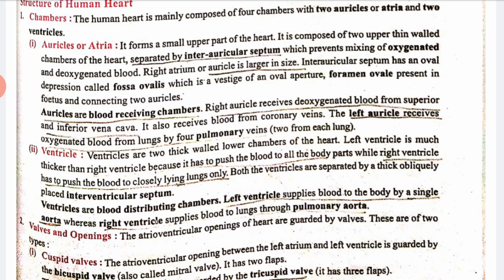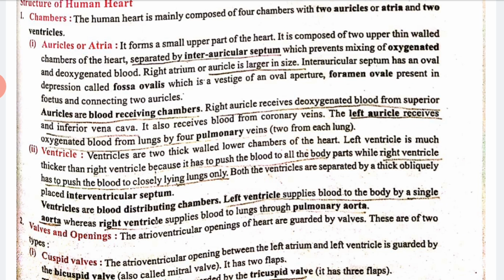Clear? Now, ventricles. Ventricles are the two thick walled lower chambers of the heart. Left ventricle is much thicker than right ventricle because it has to push the blood to all the body parts, while right ventricle has to push the blood to closely lying lungs only. Okay, so both the ventricles are separated by a thick oblique partition, that is interventricular septum, and ventricles are blood distributing chambers, that is left ventricle supplies blood to the body by a single aorta, whereas right ventricle supplies blood to the lung through pulmonary artery. Clear?